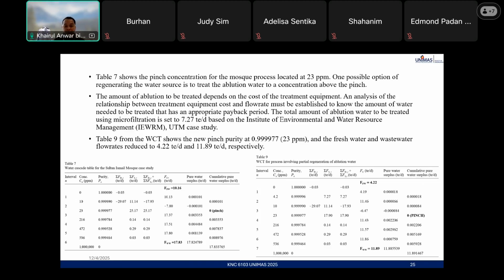How about the 4.2 ppm? Where was the 4.2 ppm referred from? This is based on a paper, this paper by Manan 2006. After the treatment by the microfiltration, instead of 23 ppm, it can be reduced down to 4.2 ppm, which is why we have another set of concentration here, 4.2, referring to this 7.27 source. There's no demand, of course.